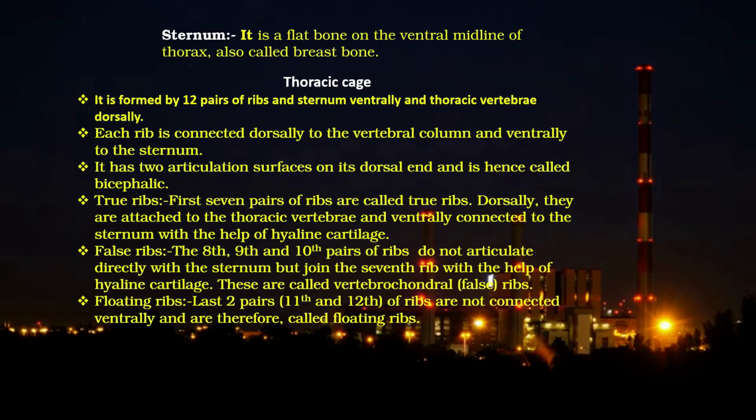2. False ribs. The 8th, 9th and 10th pairs of ribs do not articulate directly with the sternum, but join the 7th rib with the help of hyaline cartilage. These are called vertebrochondral, or false, ribs. 3. Floating ribs. The last 2 pairs, 11th and 12th, of ribs are not connected ventrally, and are therefore called floating ribs.